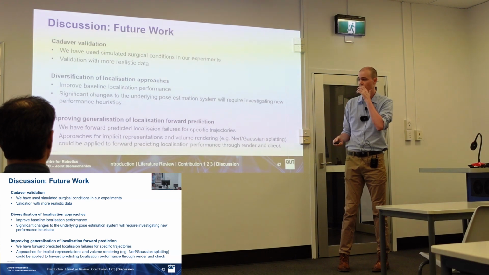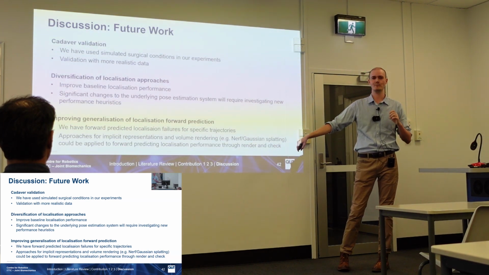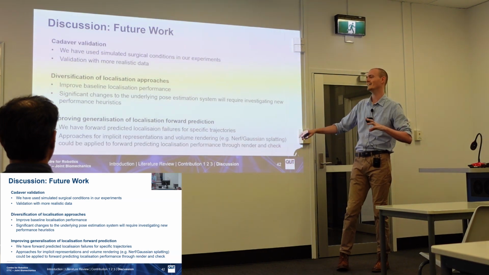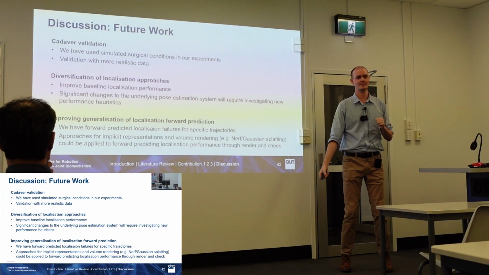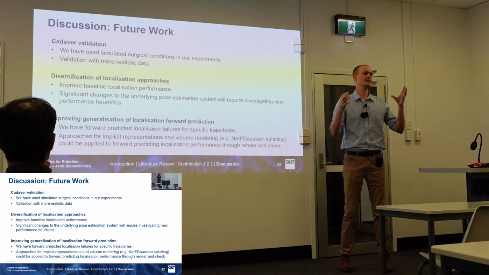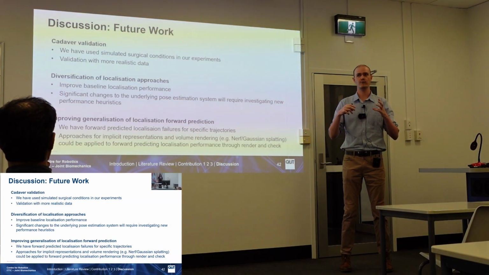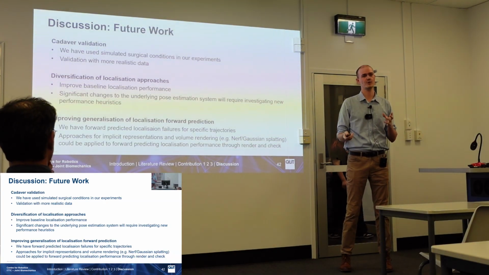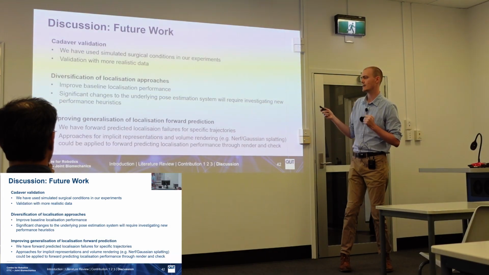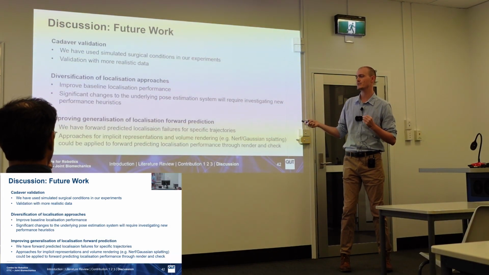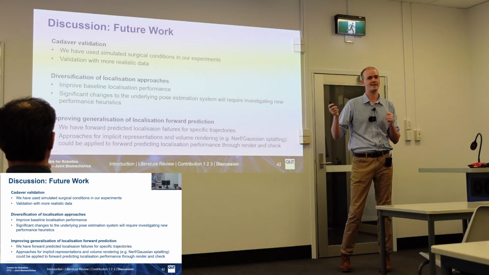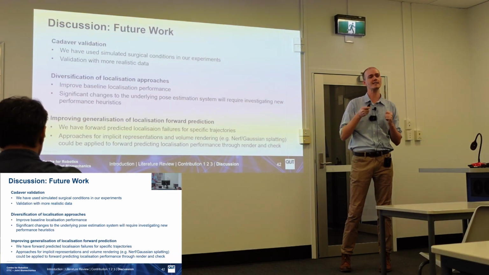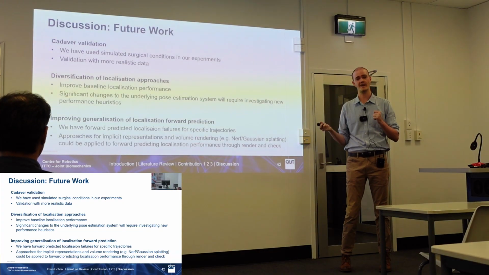And this last one's a little bit more blue sky, but I think it's a really cool thing. And that is improving generalization of localization forward prediction. So we've built a heuristic model for particular types of motion, but I'm really excited, and I think it's a really interesting opportunity to explore using implicit representations and volume rendering approaches to predict localization failures before they occur.